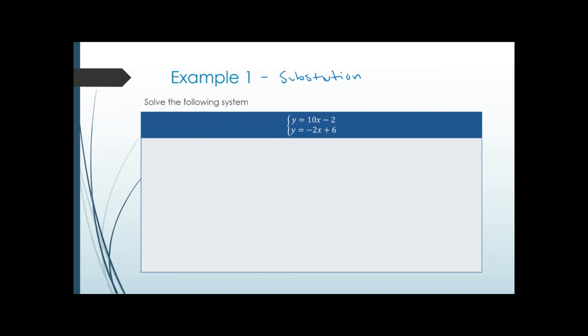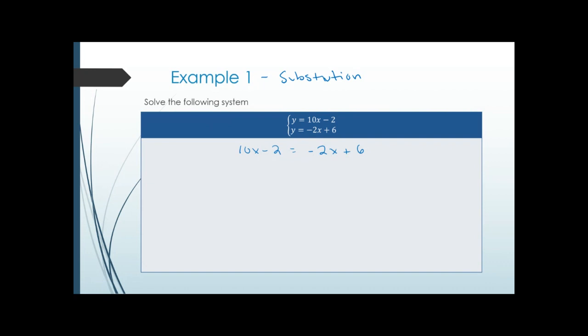So they're both equal to y, and the solution is where they have the same ordered pair where they intersect, so their y values must be the same. So that means these two y's must be equal to each other. So that means you can set the equations equal to each other. So you have 10x minus 2 equals negative 2x plus 6.